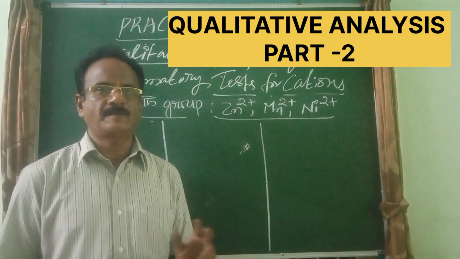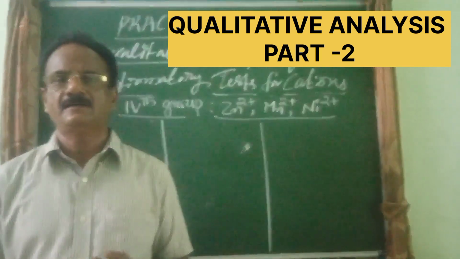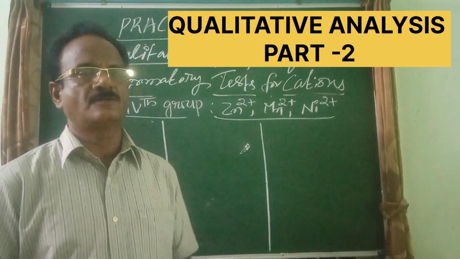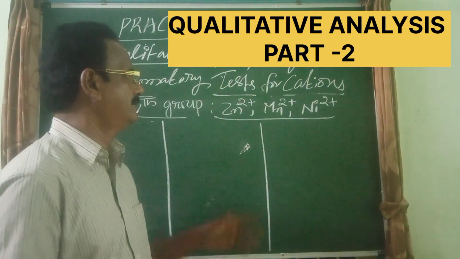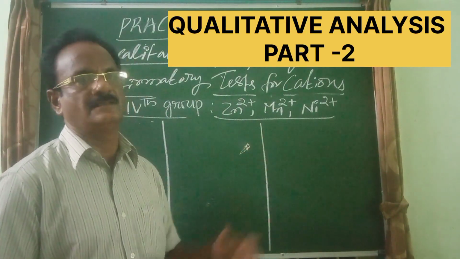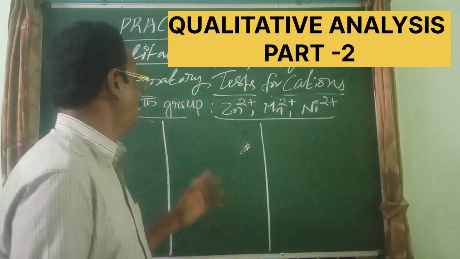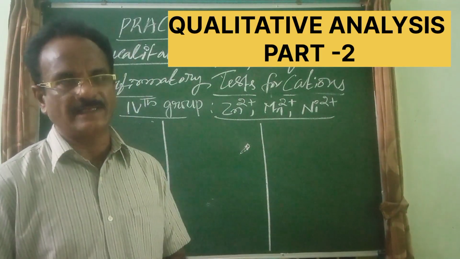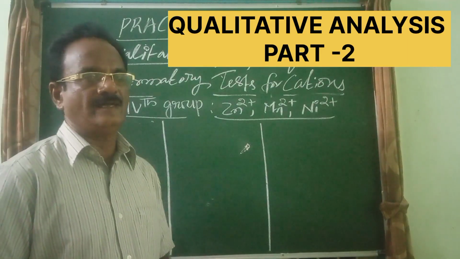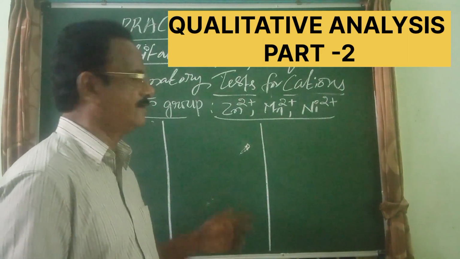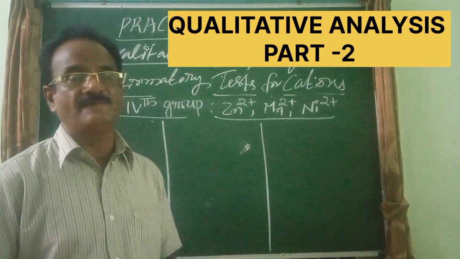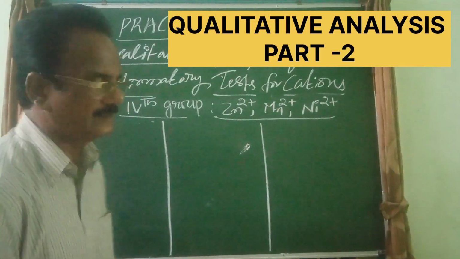If fourth group cations are identified in group identification, then one has to confirm the presence of either ion of these ions. Okay, so the fourth group cations are zinc, manganese, nickel. So when it is a simple salt, only one of these ions will appear. Then now we have to confirm that ion. Let us see.